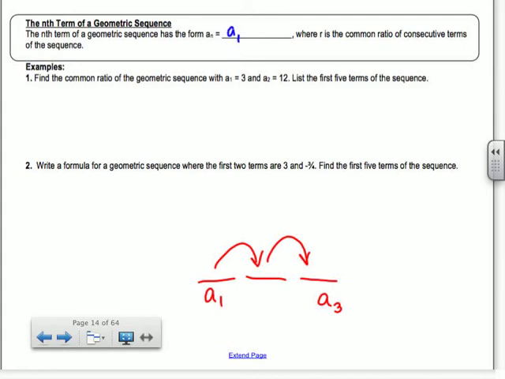So we usually talk about, like with common difference, we say what are we adding each time, and it can be a negative number. With common ratio, we usually say what are we multiplying by each time, and it can be a fraction. You know, multiplying by 1/3 is the same as dividing by 3.